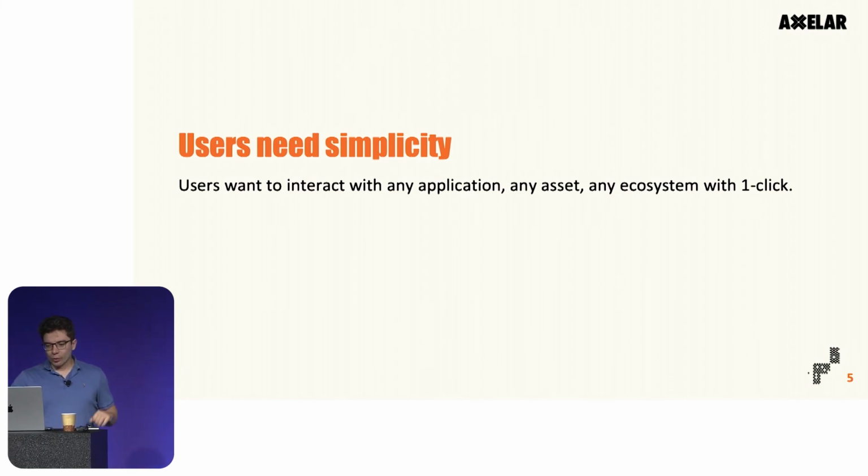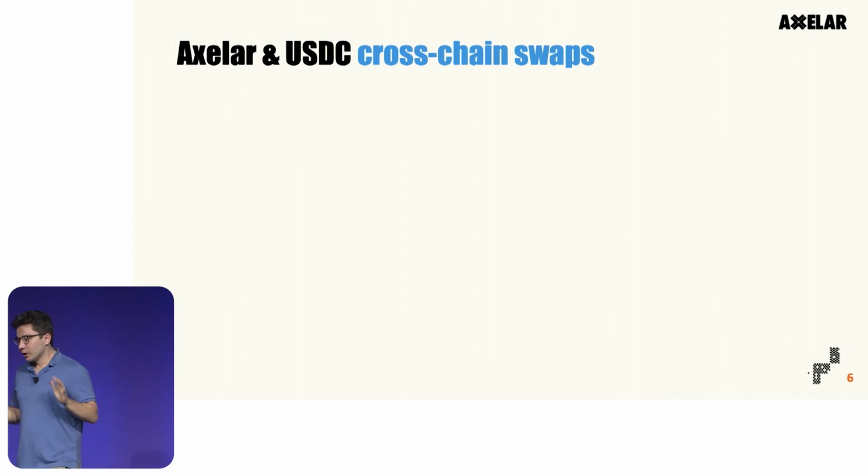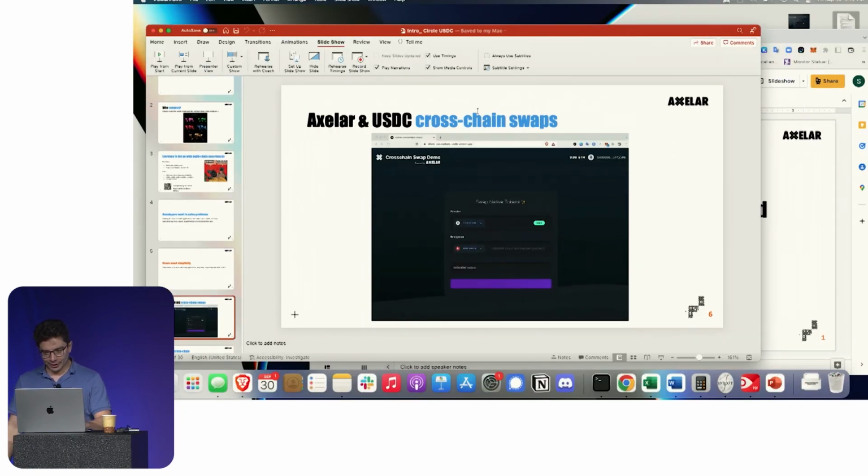And so, without further ado, let me introduce you to a sample application that we've been working on with Circle and USDC to enable some of these, what I call cross-chain native experiences. I'm going to try to do a live demo today on stage, and if things go bad, we're going to switch to a recording. But things never go bad on stage, so it should be good. Let's give it a try.